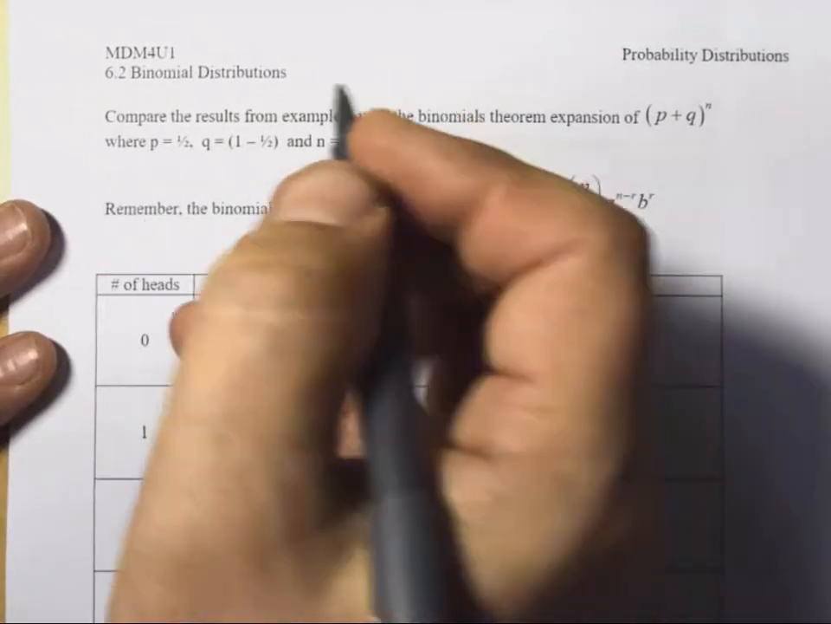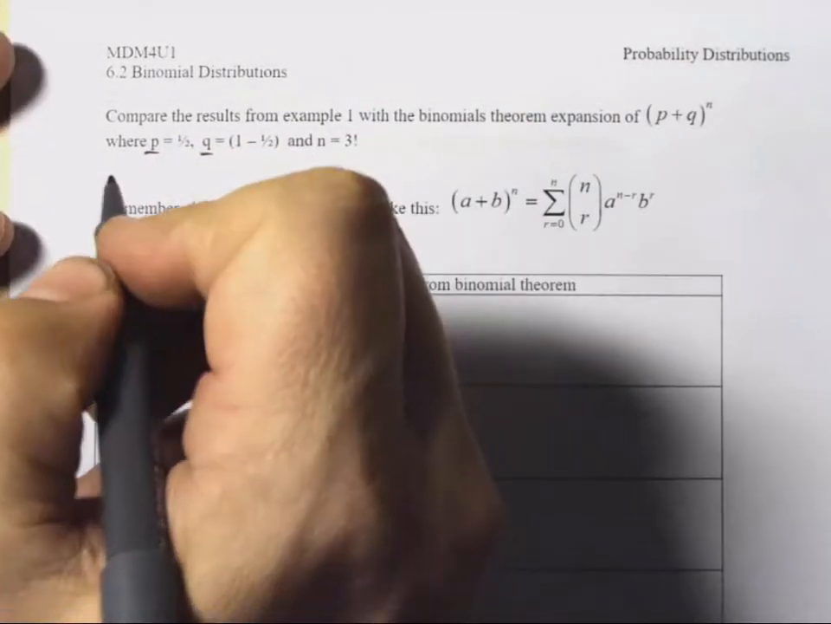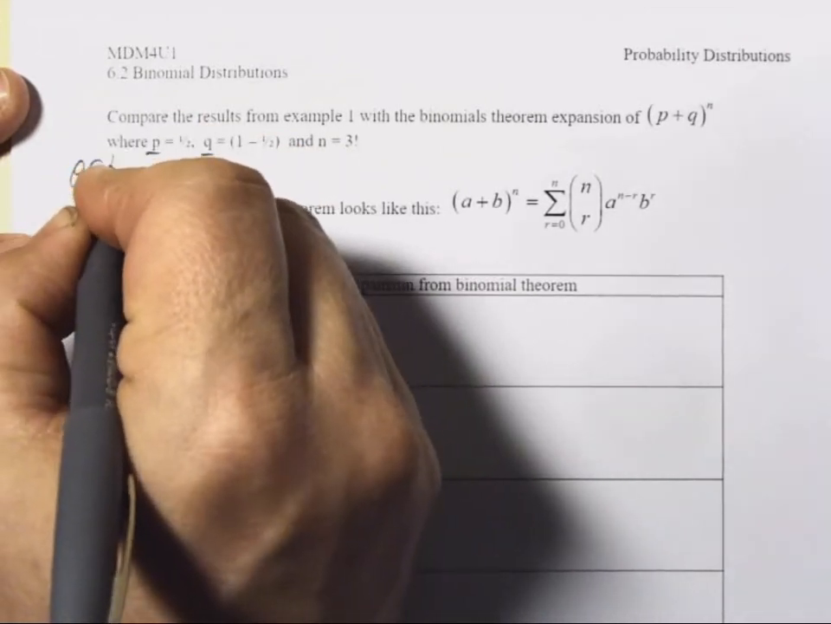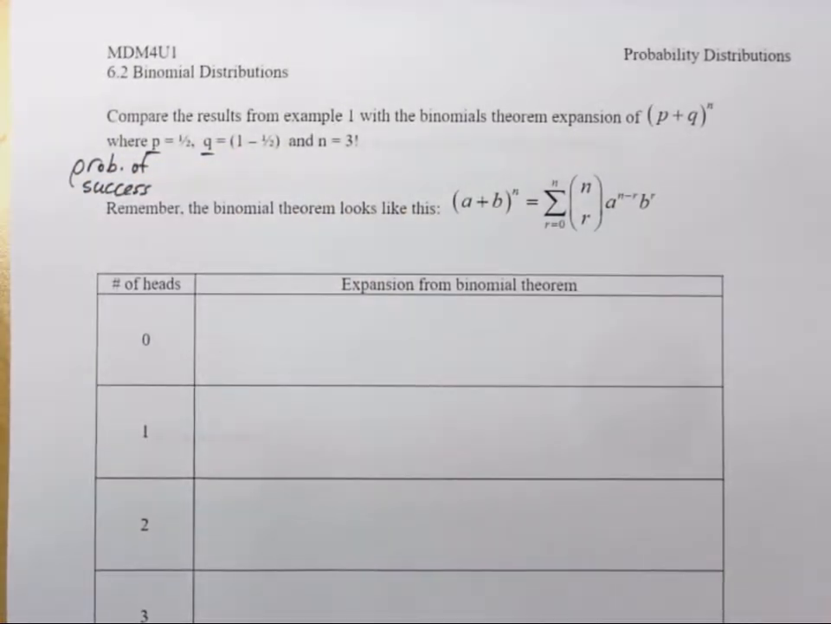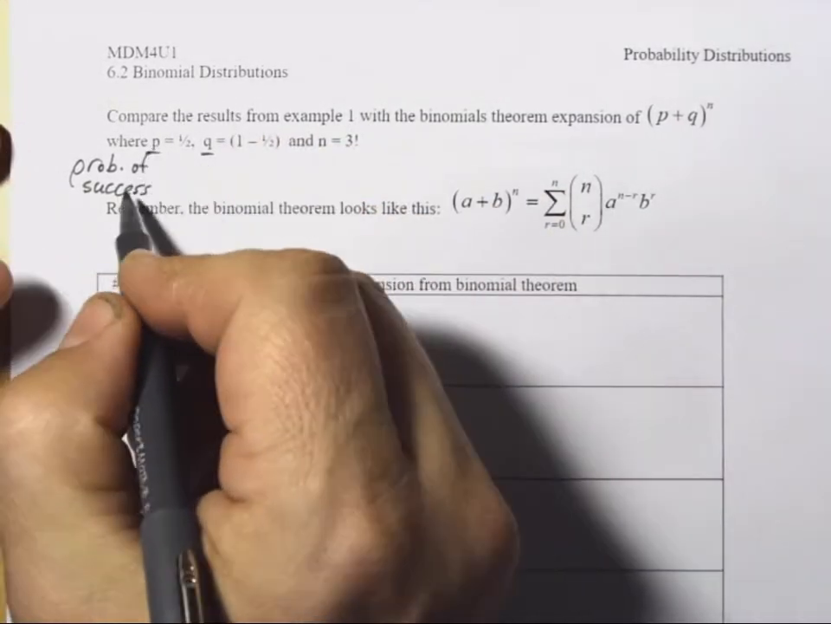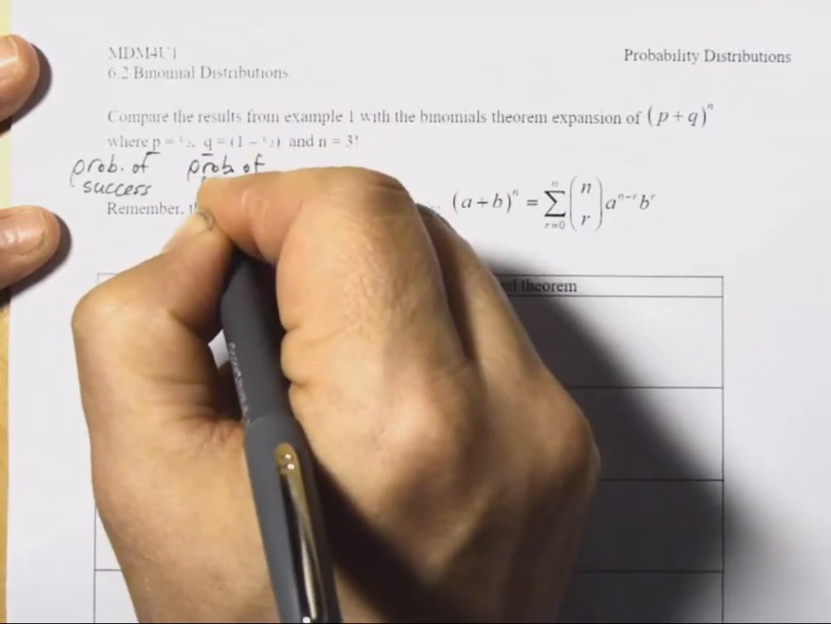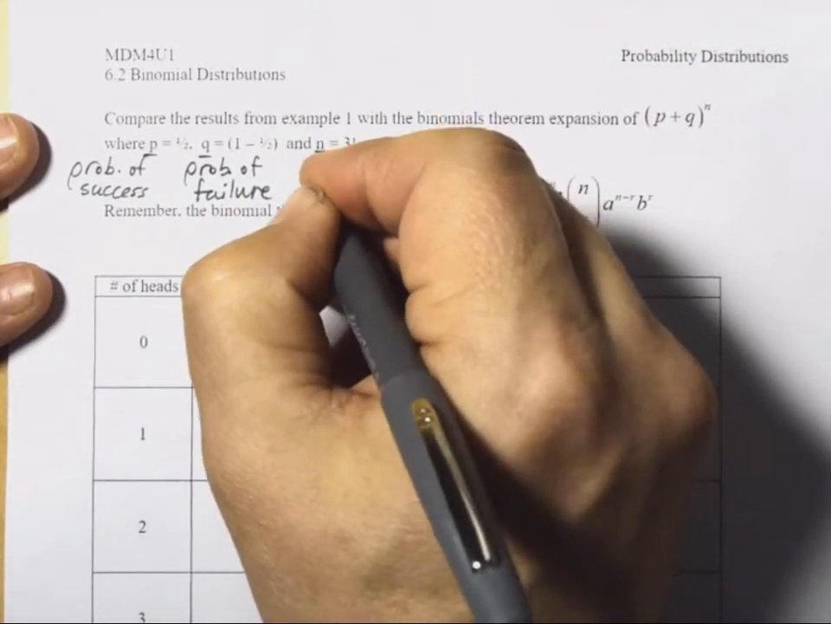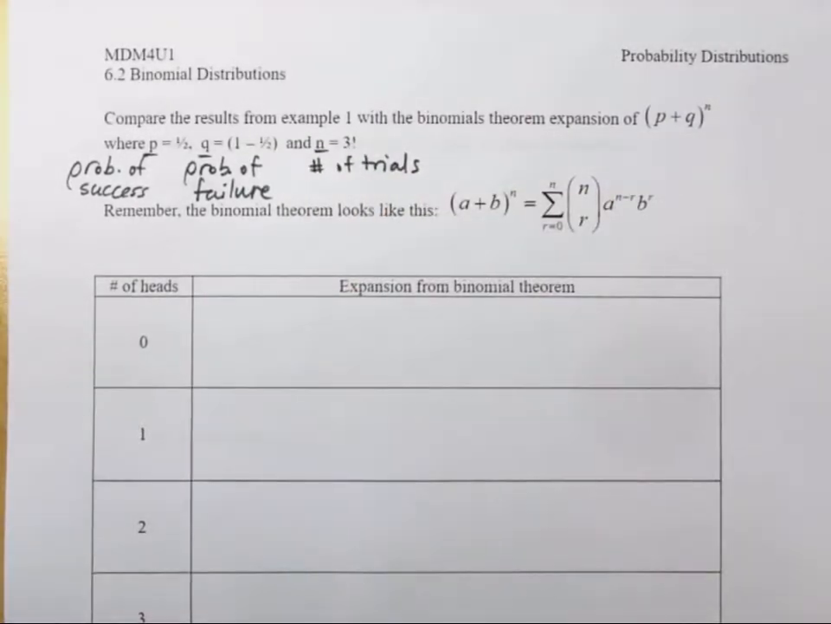A new definition for you, because these are brand new letters that we have not defined yet. From now on, P will be the probability of success. Remember we talked about Bernoulli trials being success or failure. Well, P is going to represent that probability of success. And Q, from now on, will be the probability of failure. N represents the number of trials. And in this case, we are flipping a coin 3 times, so n equals 3.